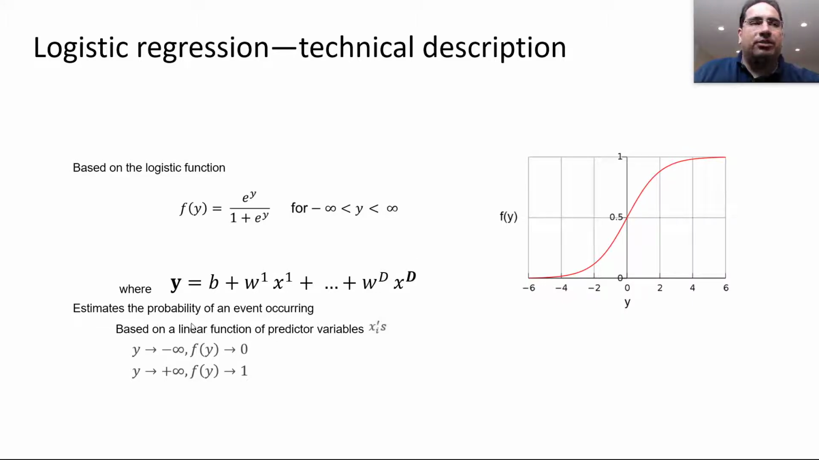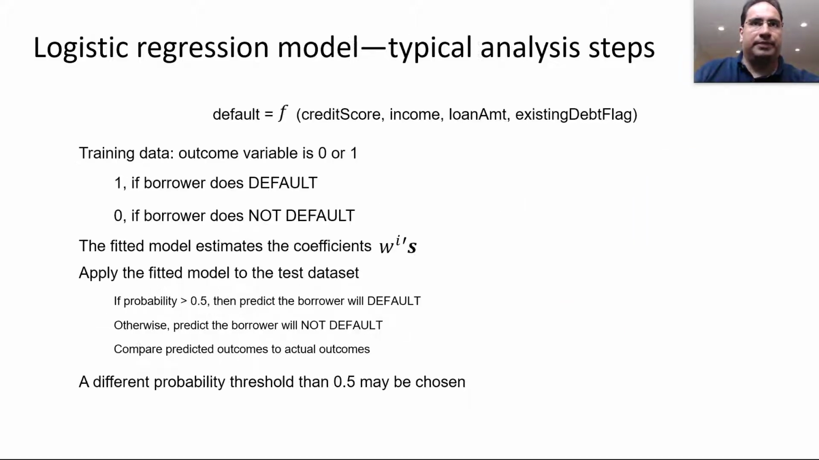So it will estimate the probability of an event occurring. Each of the x_i's are your input features, and then we have the weights here as well. These different weights give you the relative impact of each input variable. If the expression goes towards negative infinity, then the logistic function will be 0, and if it goes towards positive infinity, it will be 1.